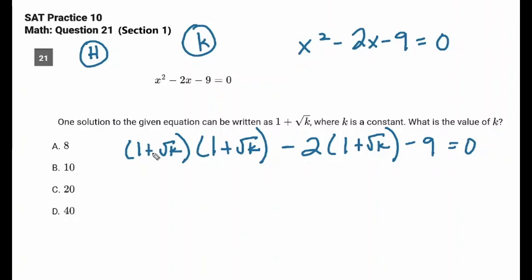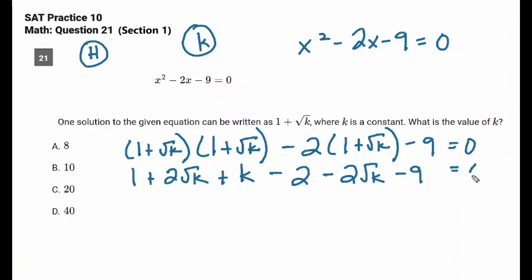You got to FOIL this out. 1 times 1 is 1. 1 times root k is plus root k, and then root k times 1 is root k again. So how many root k's? It's plus 2 root k, and then root k times root k, what's that? That's just k. Minus 2 times 1, 2. Be careful here. Minus 2 times root k. It's a minus 2 root k, don't forget about minus 9, equals 0.